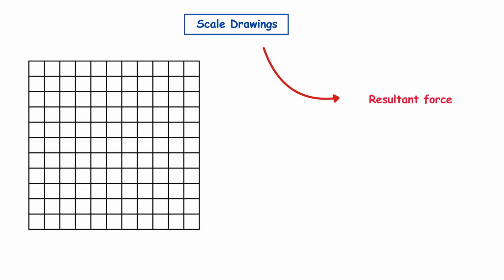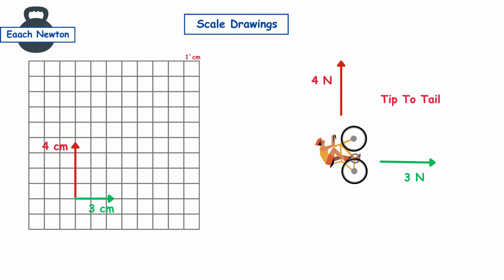In this video, we are going to explore how scale drawings can be used effectively to determine the resultant force acting on an object. Imagine a scenario in which a man riding a bicycle is pedaling with a force of 4 newtons directed towards the north. Simultaneously, a strong breeze is exerting a force of 3 newtons pushing him towards the east.